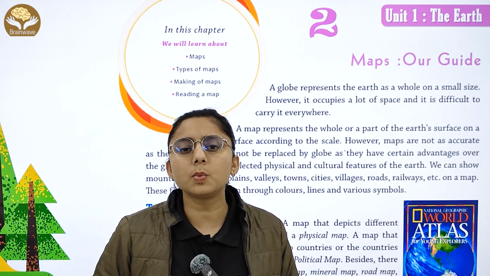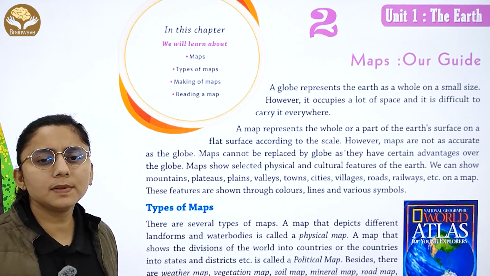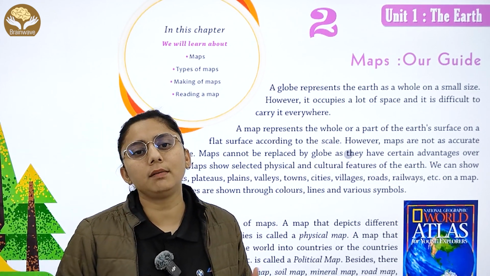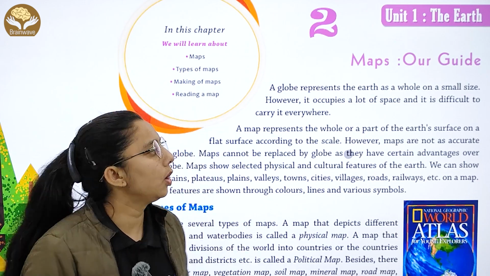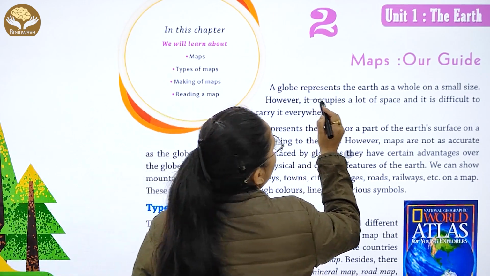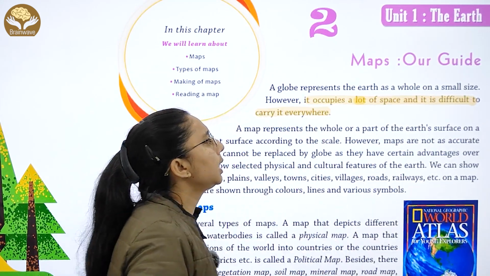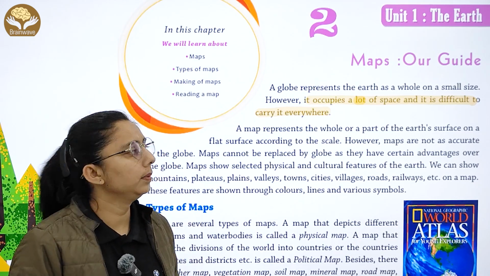Now today let's start with chapter number 2, Maps are Guide. In this chapter we will study about maps, different types of maps, making of maps and reading of maps. Now a globe represents the earth as a whole in a small size. It occupies a lot of space and it is difficult to carry it everywhere. ये क्या करता है? बहुत सारी space को occupy करता है and it is very difficult to carry.